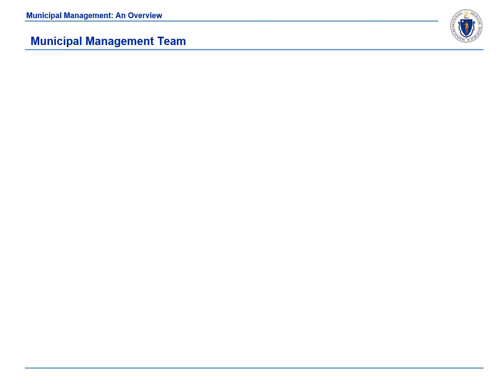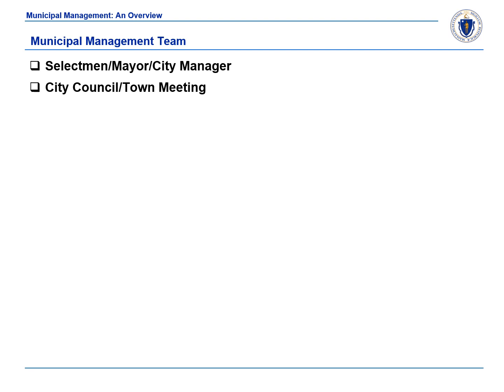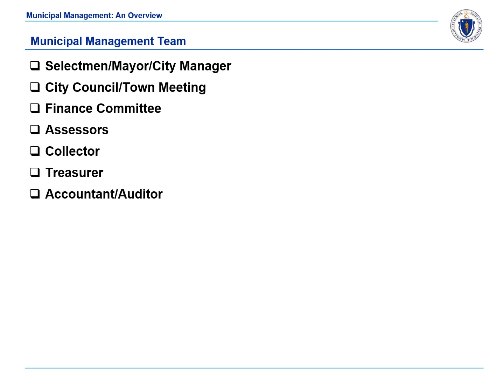We will review the duties and responsibilities of the selectman, mayor, and city manager, city council and town meeting, finance committee, assessors, collector, treasurer, accountant and auditor, and clerk.